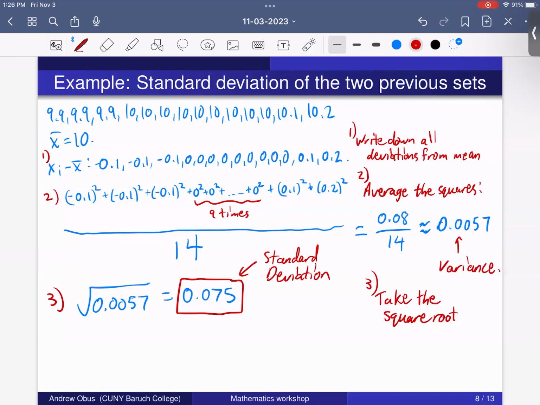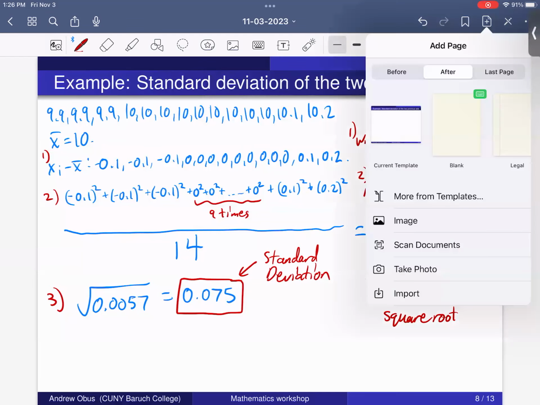Okay, other questions? Okay, let's do the other example, the other data set. I'll do that on another page. So what do we have? Our data set here is minus 10, 1, 10, 24, 25. And we again have that the mean is 10, right? First, you've got to calculate the mean. So let's do the first step.